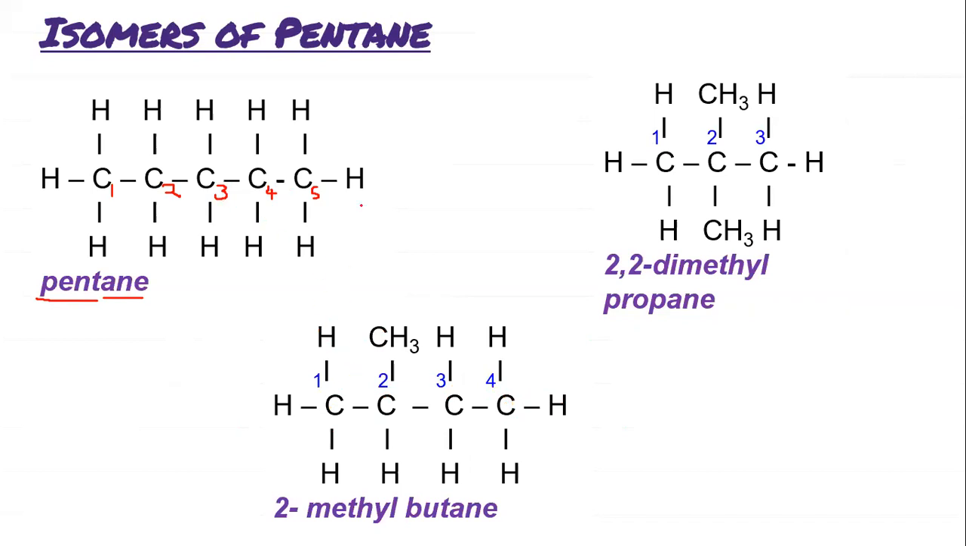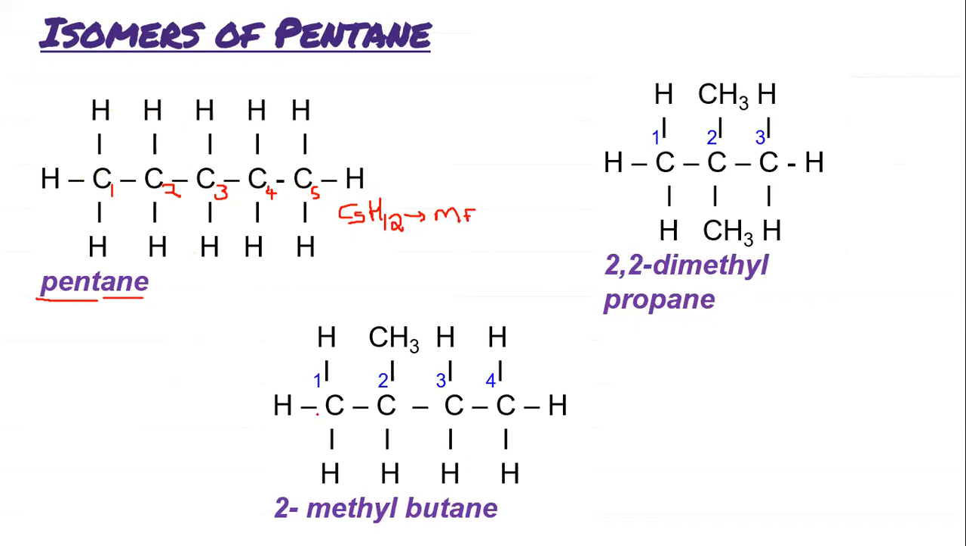How many carbons do I have? I have 1, 2, 3, 4, 5. So it's 5 carbons, and you can check the hydrogens for yourself. It's 1, 2, 3, 4, 5, 6, 7, 8, 9, 10, 11, 12. So this molecule is C5H12. So the molecular formula is C5H12.